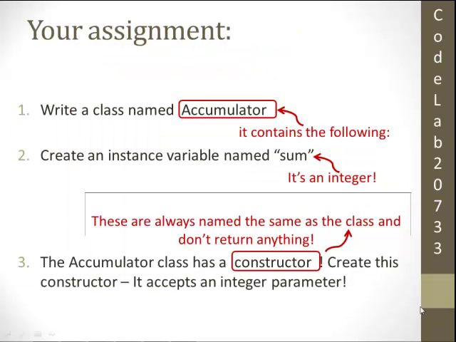Your assignment is to write a class named accumulator that contains the following: an instance variable named sum, which is an integer, and a constructor for the accumulator class. Constructors are named the same as the class and they don't return anything. Create this constructor which accepts an integer parameter.